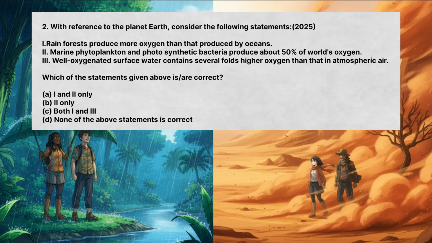With reference to the planet Earth, consider the following statements. 1. Rainforests produce more oxygen than that produced by oceans. 2. Marine phytoplankton and photosynthetic bacteria produce about 50% of world's oxygen. 3. Well-oxygenated surface water contains several folds higher oxygen than that in atmospheric air. Which of the statements given above are correct?